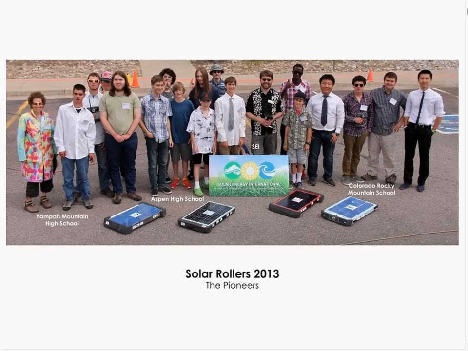But these are the pioneers, the first ones who have been involved in the project. There were students from Colorado Rocky Mountain School, which is a private school in our area. Aspen High School had a team, and then we had our team. And I look at this picture, and the one thing that stands out to me is just how varied they all are, except for the gender inequity. And so I'm hoping in the next few years that we could solve that a little bit and get more girls on the team.